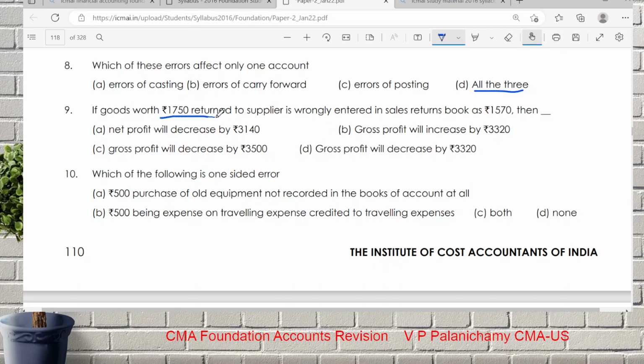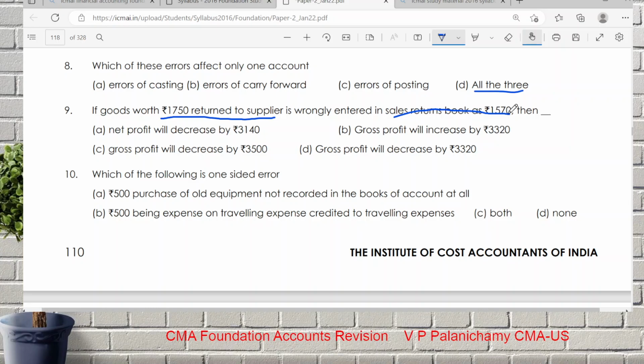Goods worth 1750 was returned to the supplier. Purchase returns, sales returns record பண்ணிருக்கும். Purchase returns is a credit one. Wrongly recorded as sales return, which is a debit one. Purchase returns என்ன balance இருக்கும்? Credit balance இருக்கும். Instead of that, we recorded in which account? Sales returns account, which is a debit balance.